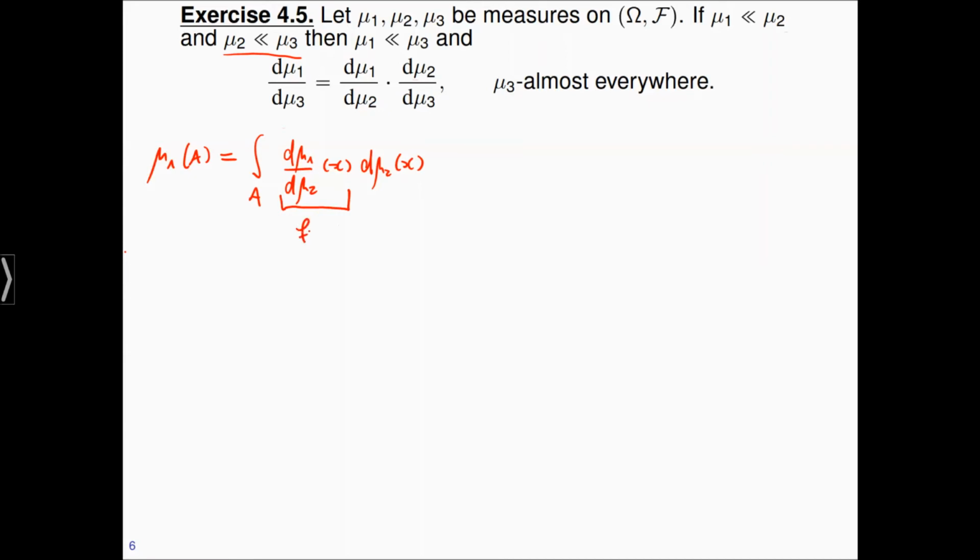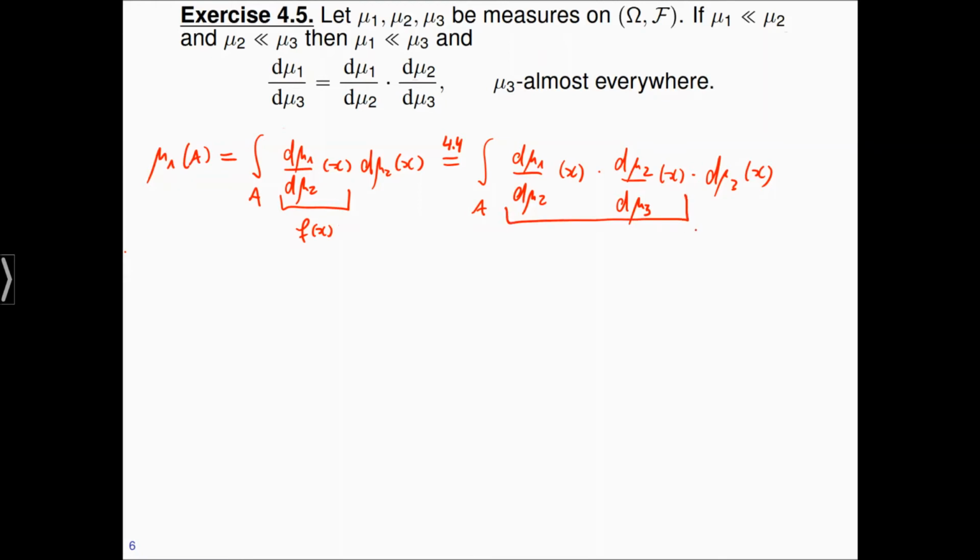So we're going to write this here as a function f of x. Actually, we have to put the indicator of the set A here also, so let's imagine this is included in the function f. And then the last exercise says that if you integrate a function f with respect to mu2, and mu2 is absolutely continuous with respect to mu3, then this is the same as the integral of the function f times the density. The function f here is now d mu1 by d mu2 of x times the indicator of the set A, times now the density d mu2 by d mu3 of x, and then integrated with respect to d mu3 of x. So this is exercise 4.4. And now we just have to interpret this in the right way. This thing here is necessarily the density of mu1 with respect to mu3. And this shows the formula.